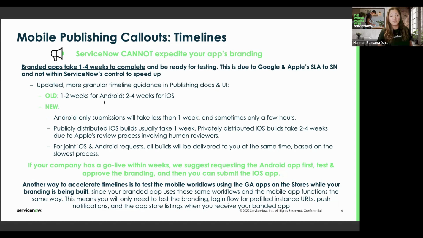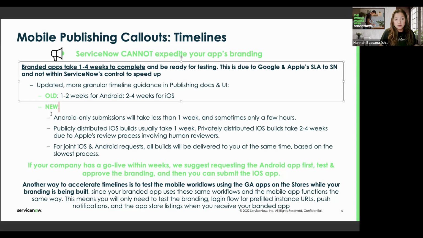But what we did do was give some more granular guidance. Where previously we said it was 1 to 2 weeks for Android and 2 to 4 weeks for iOS, the new timeline guidance here is Android only submissions take less than 1 week and sometimes only a few hours. For iOS builds, publicly distributed iOS builds usually take a week, sometimes a day, but usually a week. And privately distributed iOS, this is what takes the longest, takes 2 to 4 weeks.